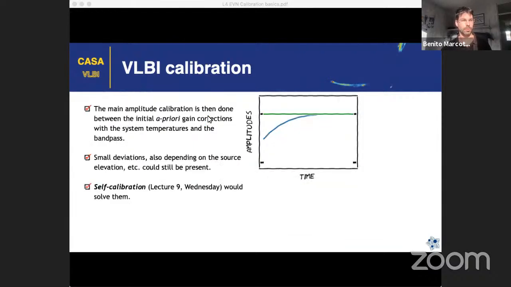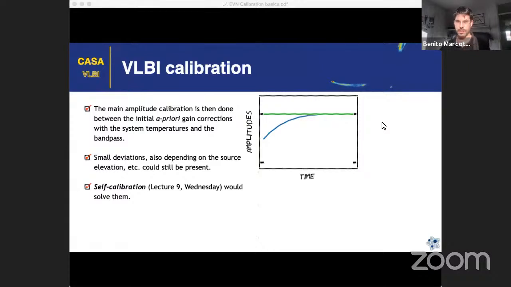And in the same way, if you do the amplitudes versus time, you may have in some particular cases, especially when you're observing sources with low elevations, that the amplitudes may be dropping slightly from what you would expect. And this is basically because, again, at the lower elevations, you may have less sensitivity, and maybe the a priori gain calibration did not take everything into account there. But basically, you can only correct for this during self-calibration. So once you have a full model of your source and you know the expected amplitudes.